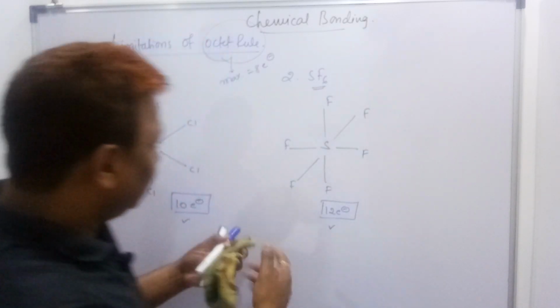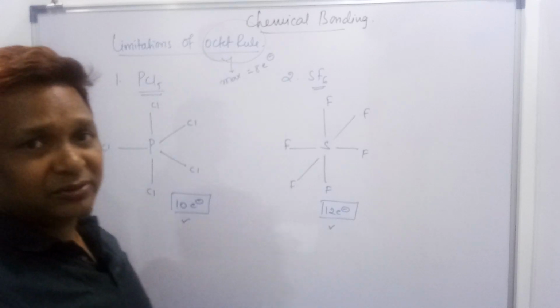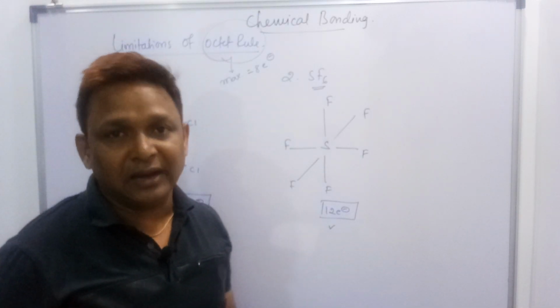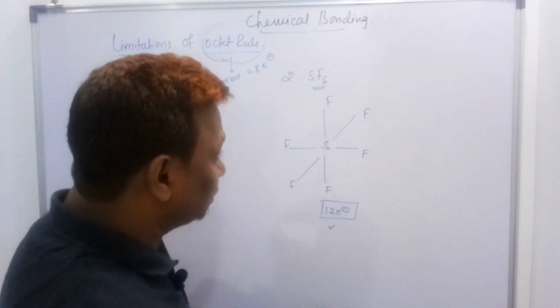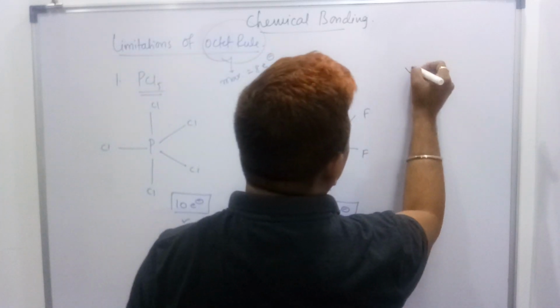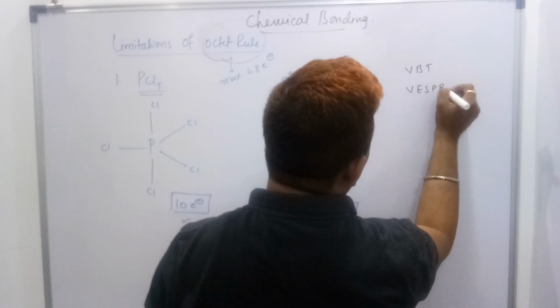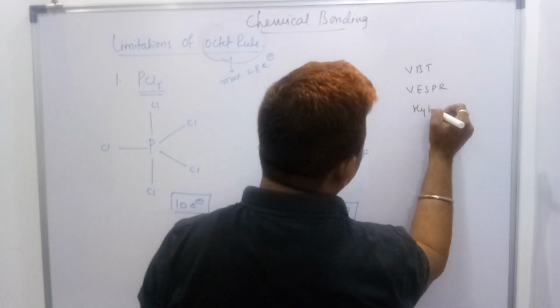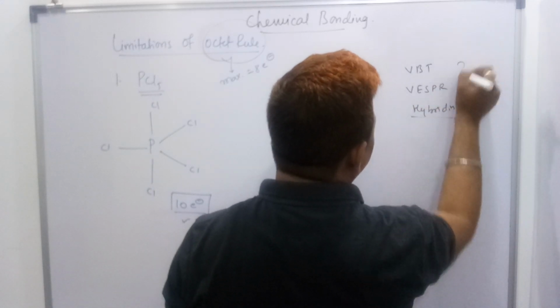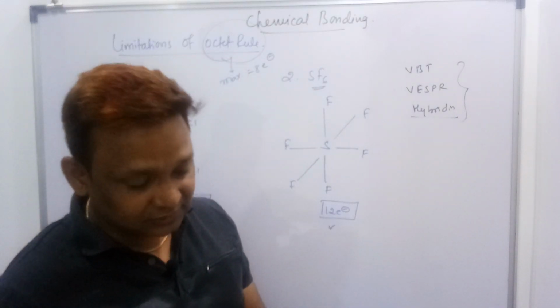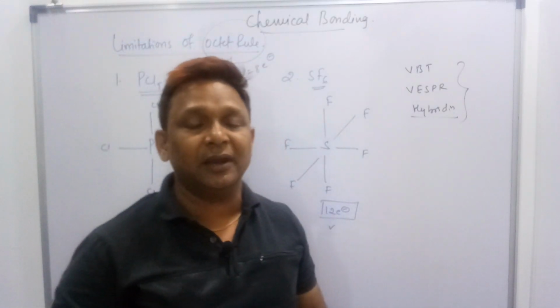Now, where these limitations came, based on that some more theories came into existence to explain all these things. Those are VBT, valence bond theory, VSEPR, and another one is hybridization. So in my next class, I am going to explain all these three theories, that is VBT, VSEPR and hybridization.